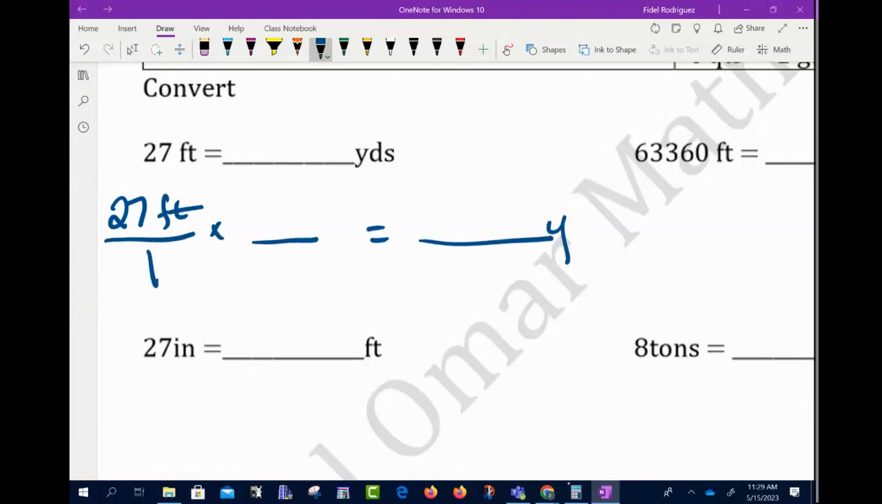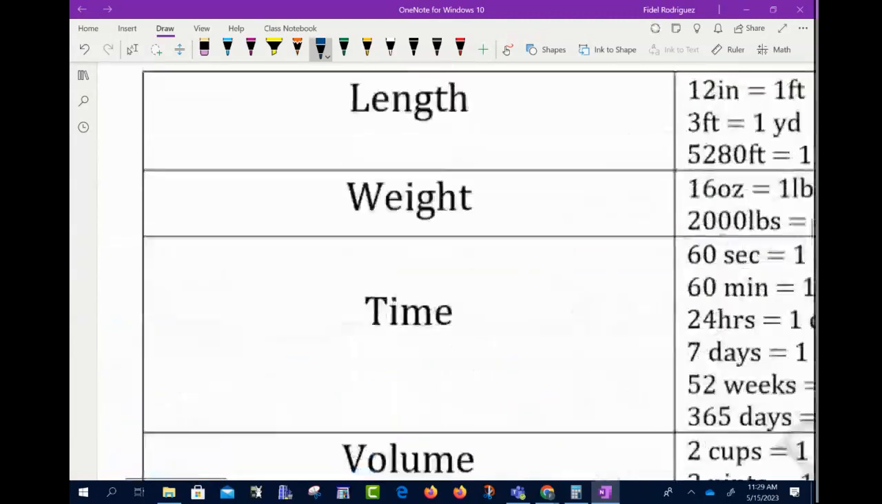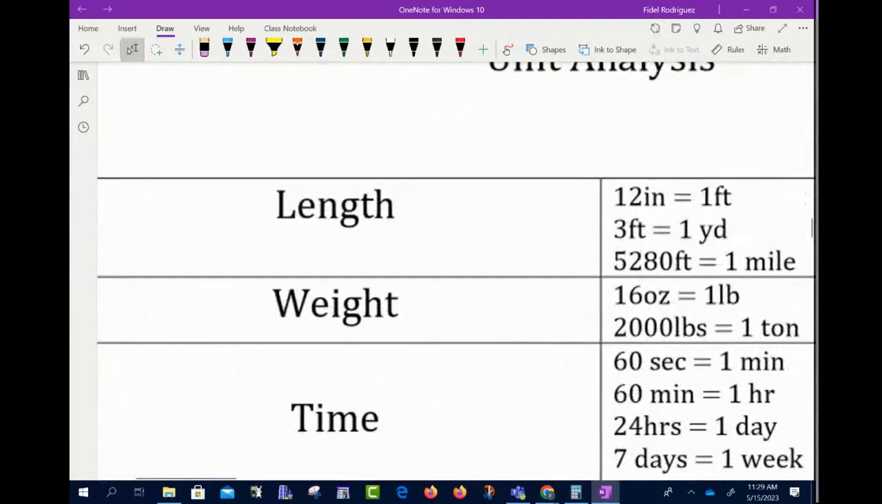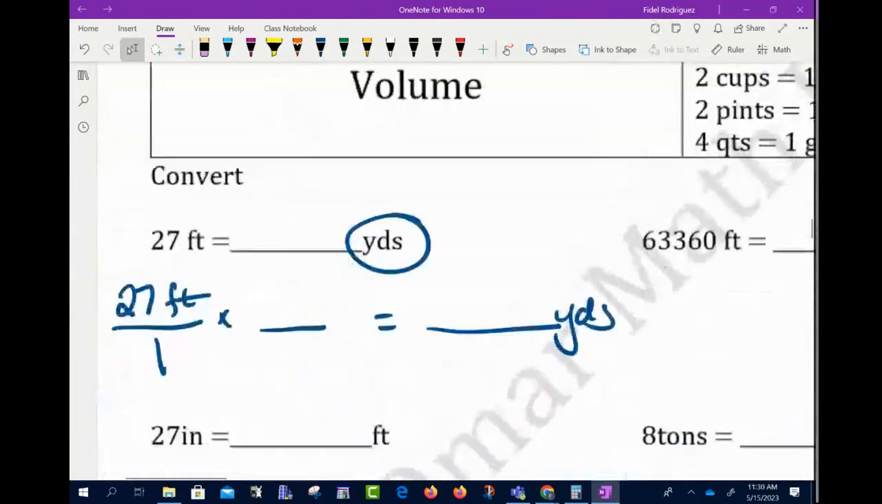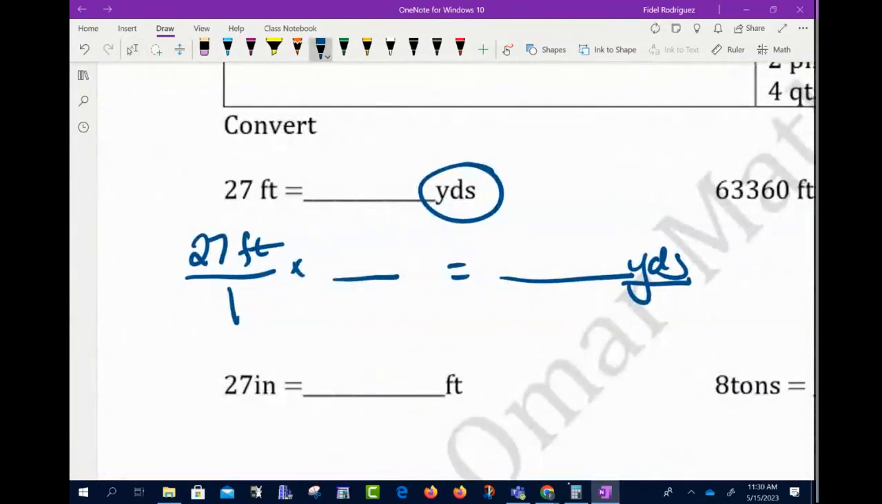Now, I want you to notice, I want to get my answer in what? In yards. So I'm going to go back to my little chart and ask, do I have something that converts feet to yards? Right here. 3 feet is the same thing as what? 1 yard. So look, y'all, if I want to end up with yards in my answer, I'm going to put yards on top. If I have feet up here, I'm going to put feet down there.